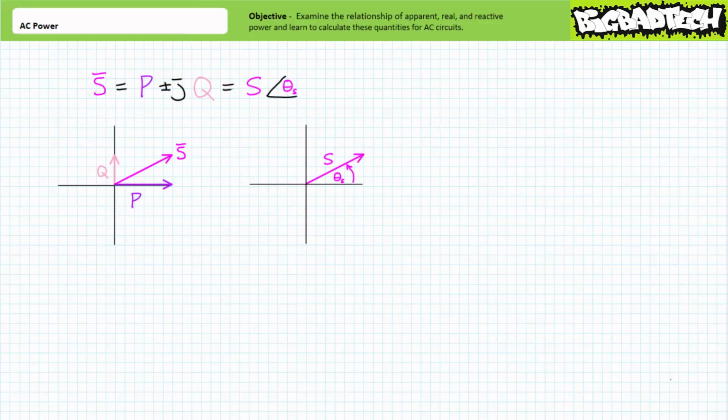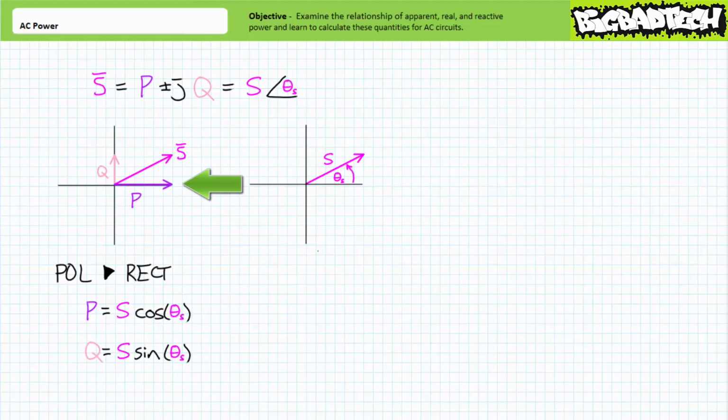Alternatively, apparent power can also be represented using polar format with a magnitude S. Note the lack of an overbar indicating this is a magnitude only, and a direction, which I'm calling theta S. Given our previous experience with complex numbers, you should be able to convert between these forms with little difficulty.